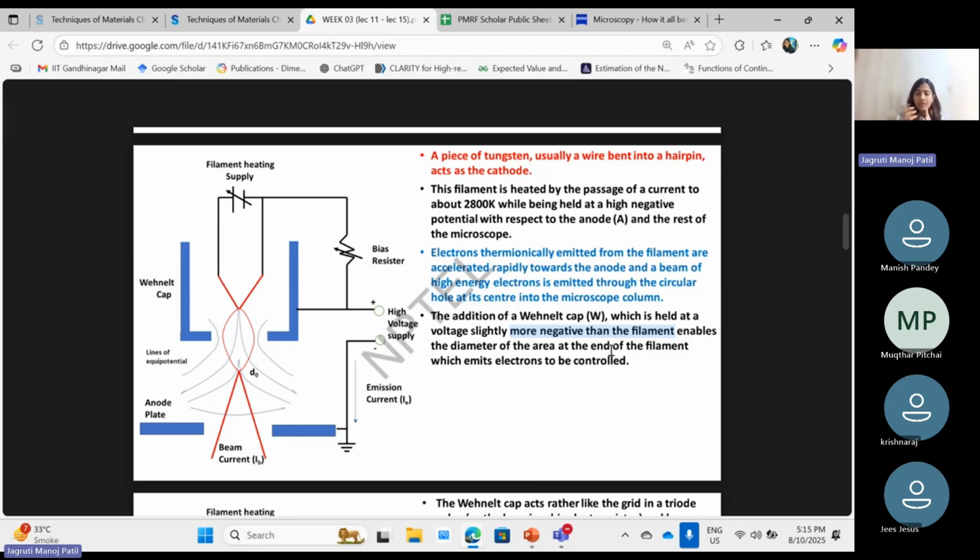So that is how an SEM or TEM works. We have knobs to adjust all of these electrons, and how much electron beam we want, how much voltage we want the sample to pass through.